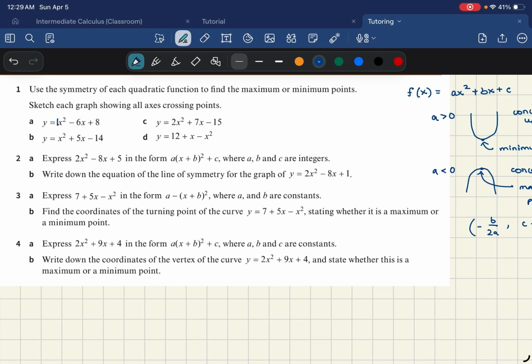For part A, a is 1. 1 is positive, so it's concave up. For part B, it's the same, it's concave up as well. For part C, it's concave up. For D, you have negative 1 as a, so it has to be concave down.